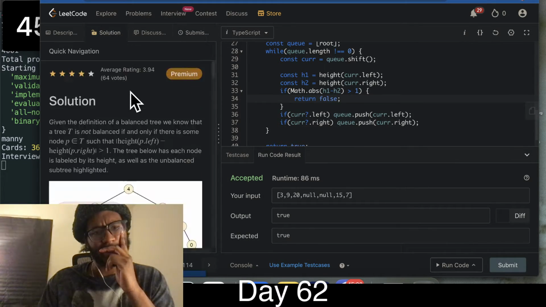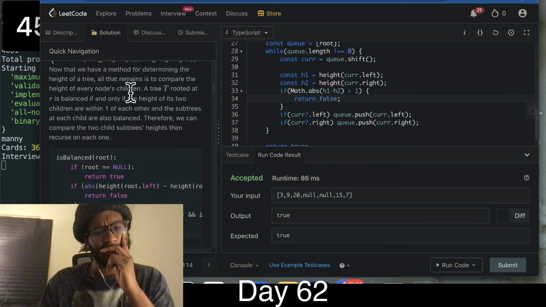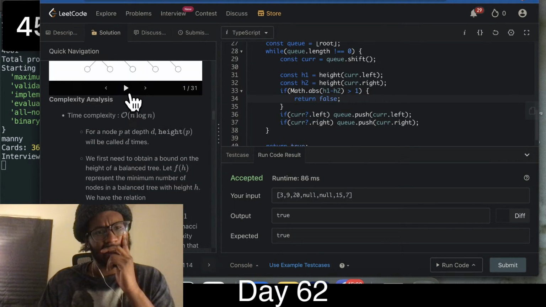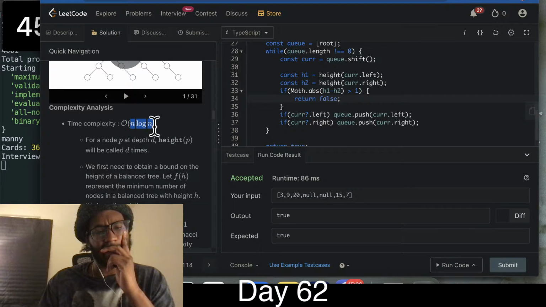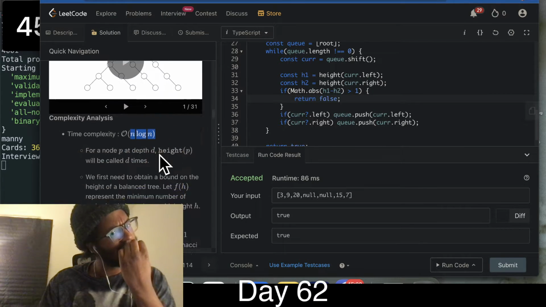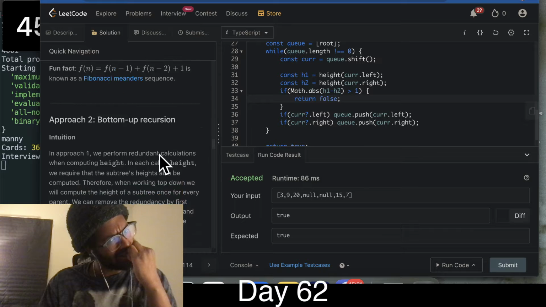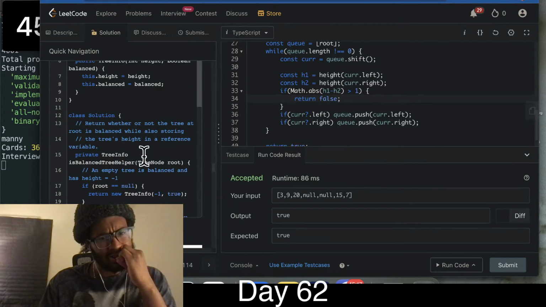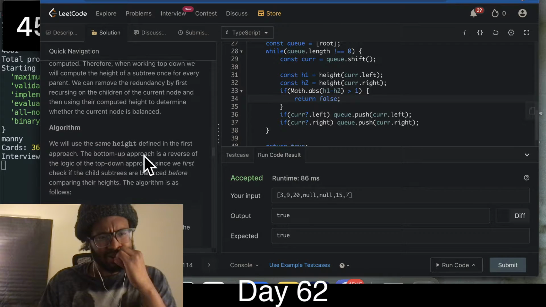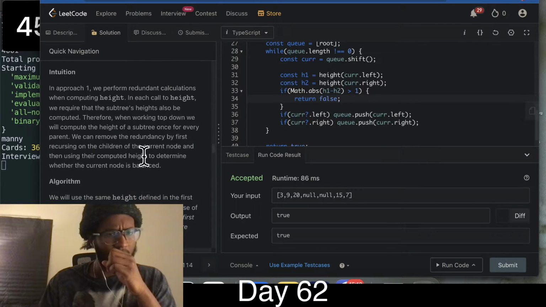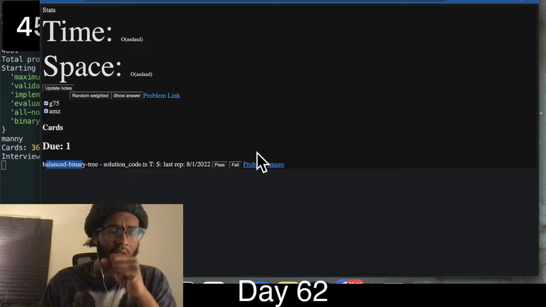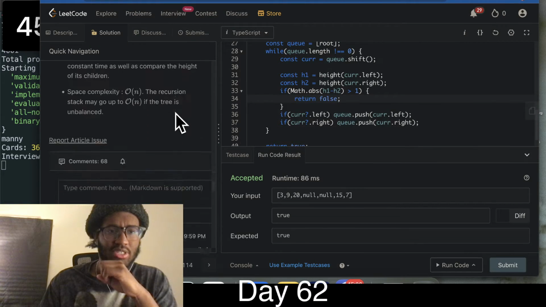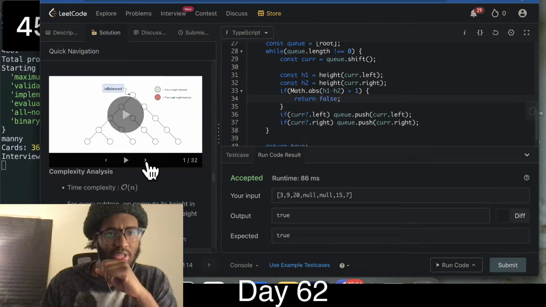But I'm pretty sure this is how this one is n log n. You know, for this one, next time we see balanced binary tree, now that we know a linear time solution exists, I think we'll just aim for linear time.